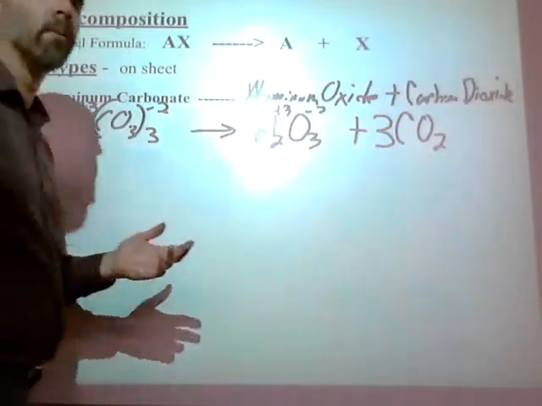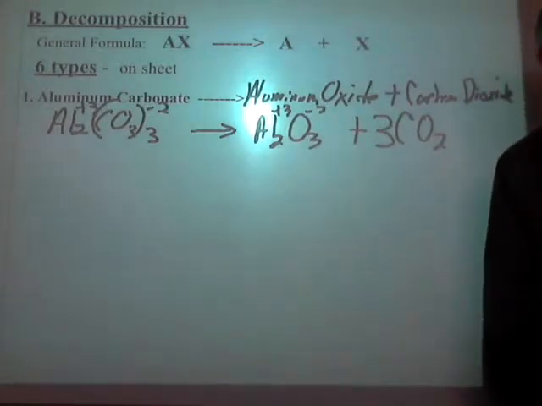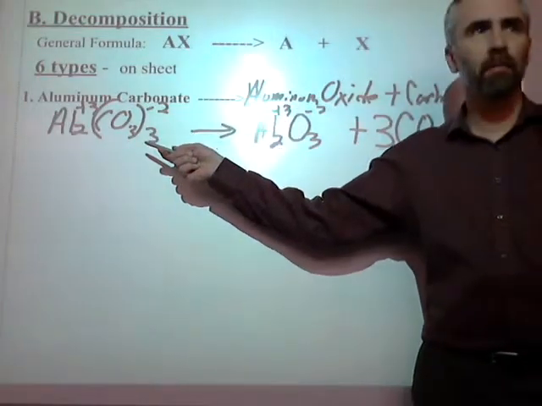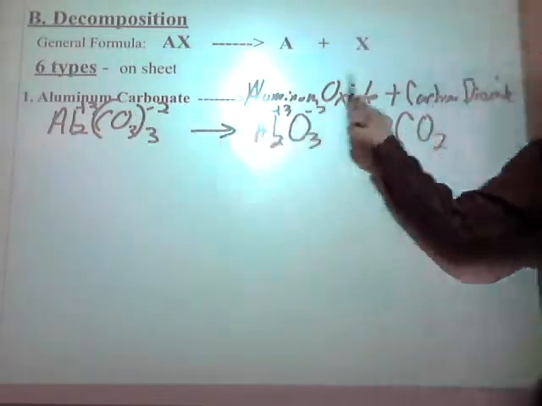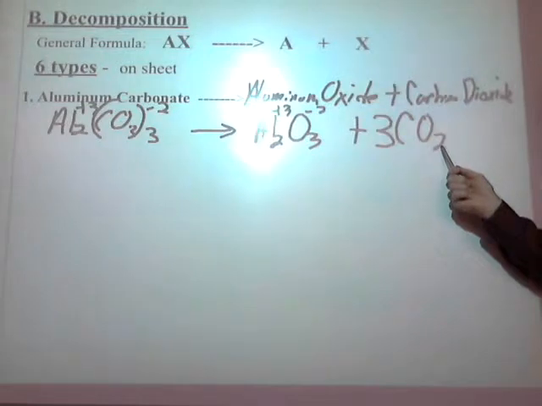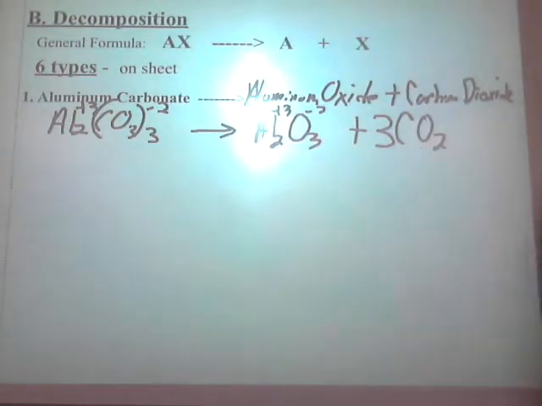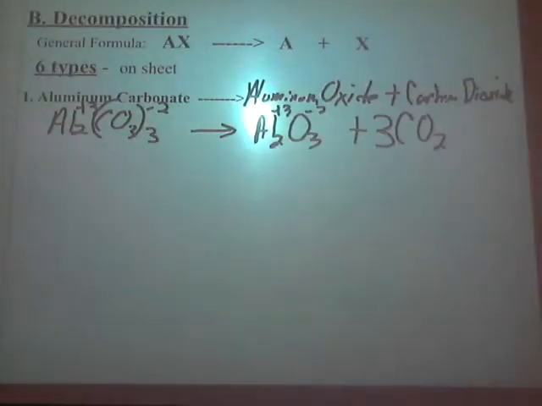Uh-oh. Now I'm really in trouble. I can't get those O's balanced. That's tough. How am I going to get the O's balanced now? They're already balanced. How many O's do I have on that side? 3 times 3 is 9. How many do I have on this side of the arrow? 9. 3 times 2 is how many? 6. And 3 is 9. I'm done. Isn't that cool? All right, let's try another one.